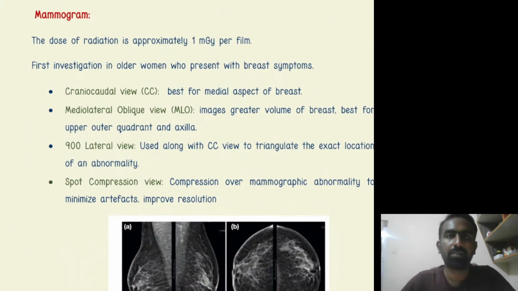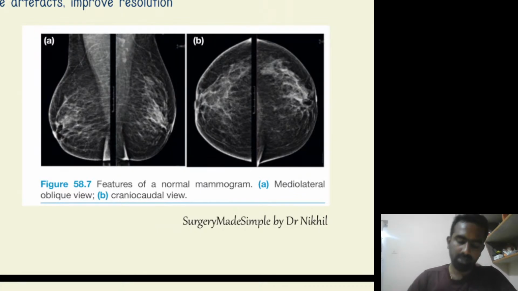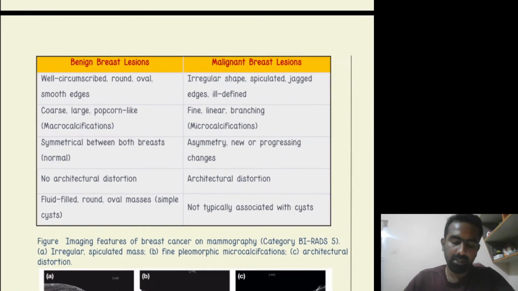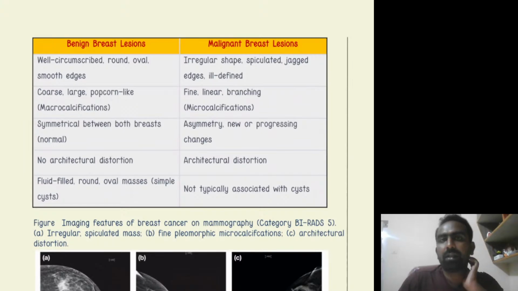And ultrasonography and mammogram we discussed. These are the mammographic images of a normal breast. This is the mediolateral view, and this is above downwards. This is cranial, and this is caudal, the craniocaudal view. So this is the mediolateral oblique view, where we can see the axilla. The axilla and upper outer quadrant are best seen in the mediolateral oblique view, and the inner quadrants are best seen in the craniocaudal view.